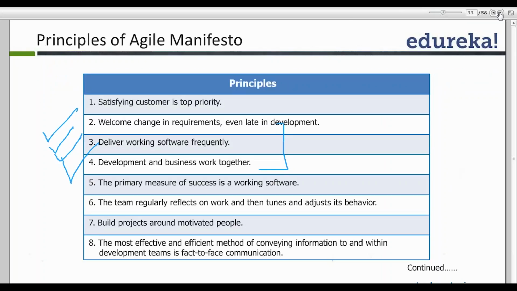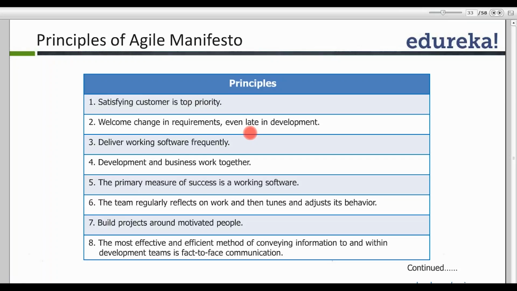Now these 4 values get divided into 12 principles. And what are these 12 principles? The 12 principles are listed here. Early delivery of working software by satisfying customers. So customer satisfaction is the topmost priority. Second one says welcoming changes in requirement even late in the development life cycle. So change is not something which we should be afraid of, but which we should be welcoming even if it is coming late in the software development cycle. Delivering working software frequently, preferably in weeks rather than in months. That is the third principle.